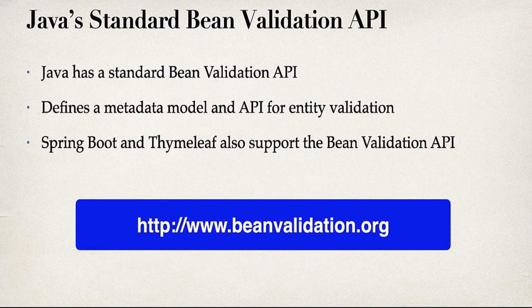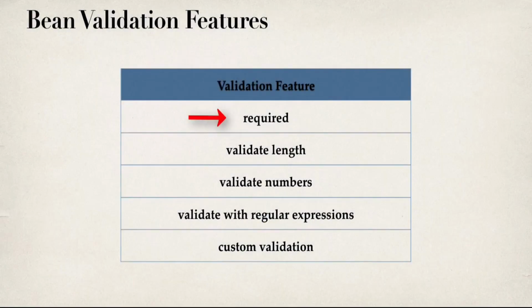Java has a standard bean validation API. It defines a metadata model and API for entity validation. Spring Boot and Thymeleaf also support the bean validation API. The home page for the bean validation API is listed here on this slide. It has documentation, reference manual, and links to other resources. So the bean validation features, you can check to see if a field is required. You can validate a length. You can validate numbers, validate with regular expressions, custom validation, and so on.